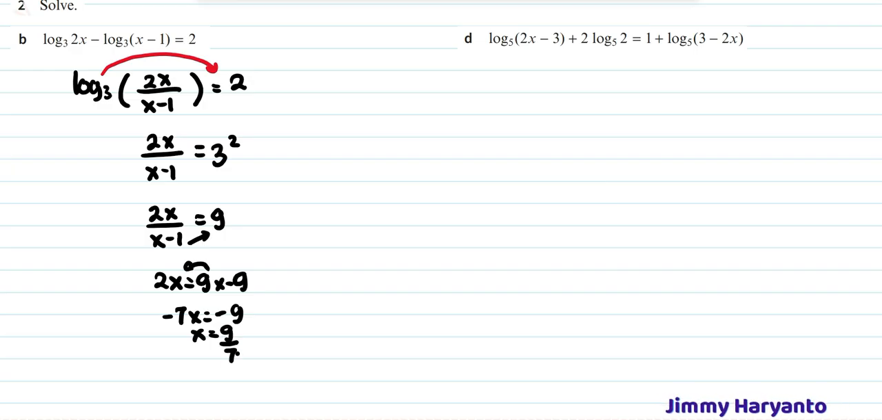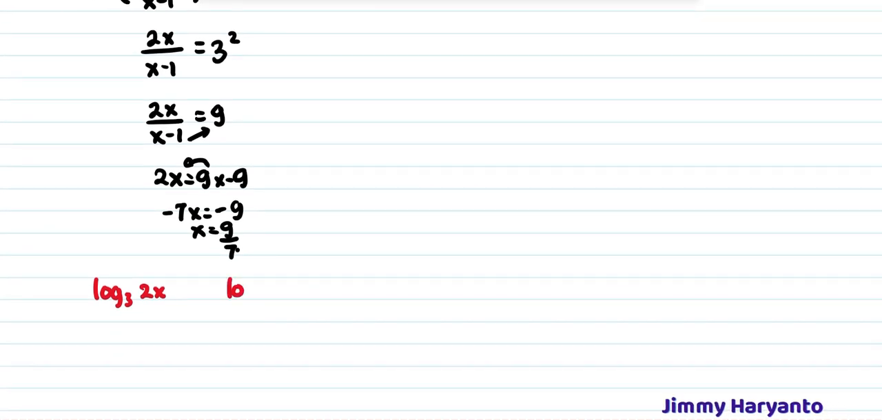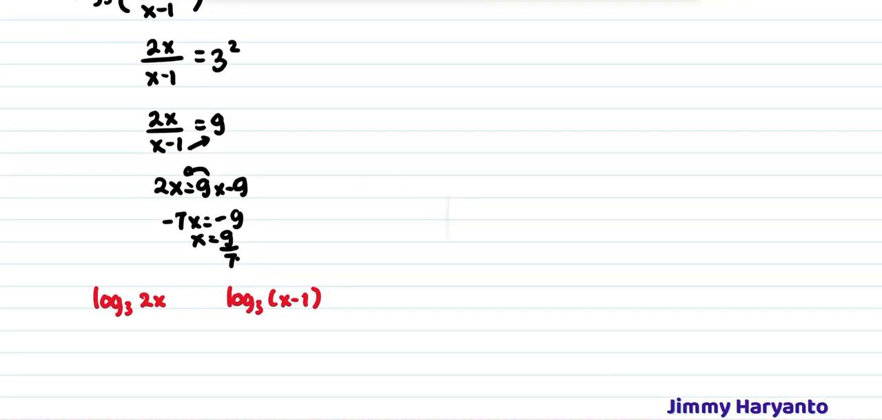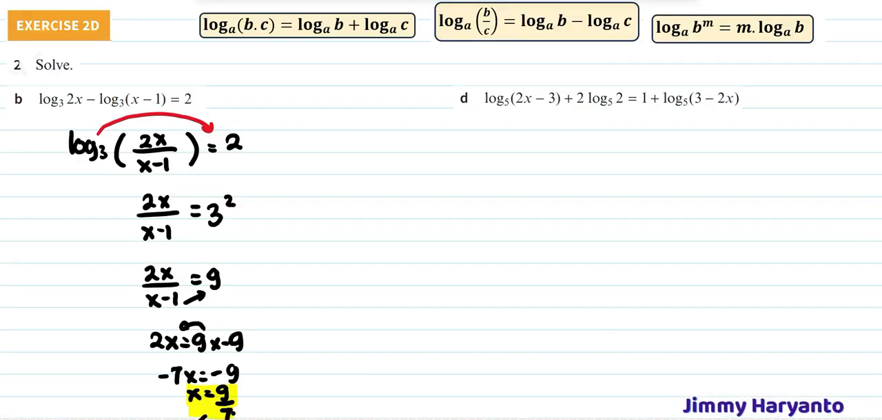Okay, let's check our answers. First, you have to check it into logarithm 3 of 2x, and the next one is logarithm 3 of x minus 1. This one is taken from the question. And then after that, you can input the 9 over 7. For this one, 2 times 9 over 7 equals 18 over 7, and 18 over 7 is greater than 0. That means this one is satisfied. For this one, it is 9 over 7 minus 1, which is greater than 0. Also satisfied. That means this is the solution.